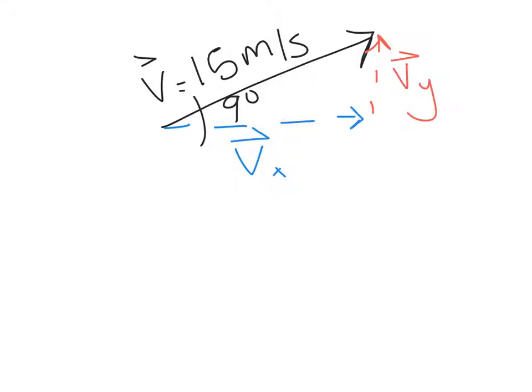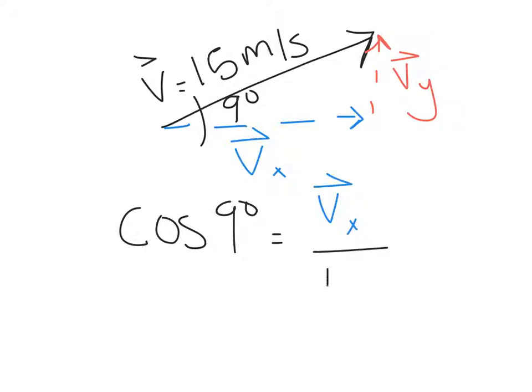So I'm going to write out my expression. It should look like this. Cosine of my angle, which is 9 degrees, should be equal to my adjacent side, which is velocity in the x direction, divided by my hypotenuse, which is 15. For now, I'm going to leave the units off just so we can focus on getting the right value.